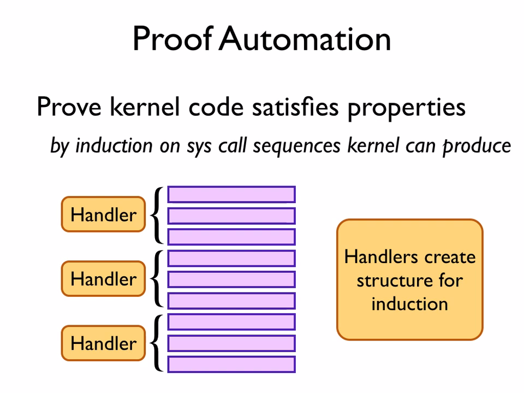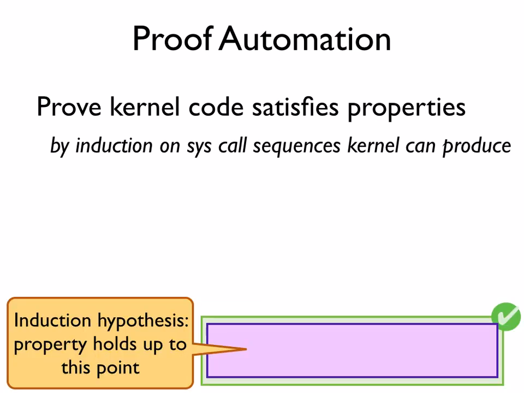And what does that look like? Well, the automation has some induction hypothesis stating that the user-specified property holds up to some point in the execution of the kernel.